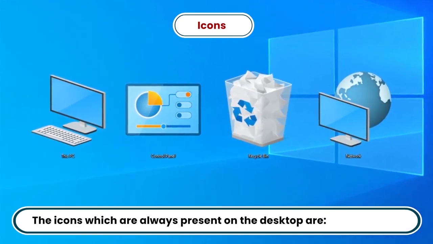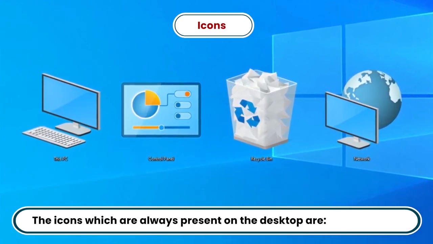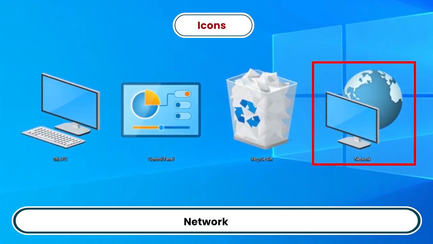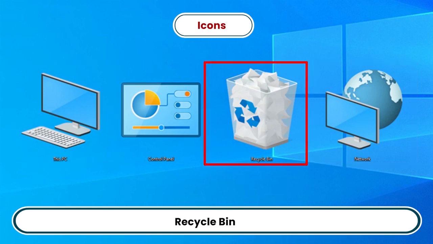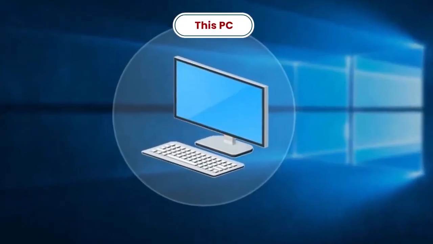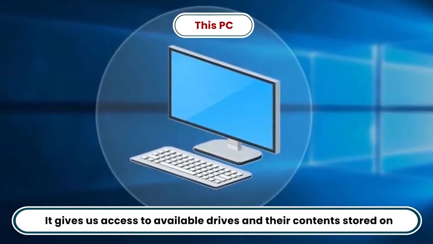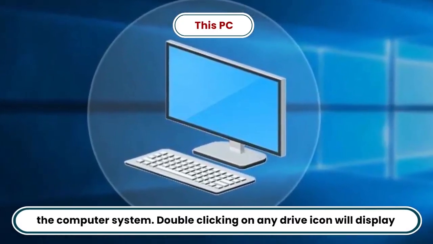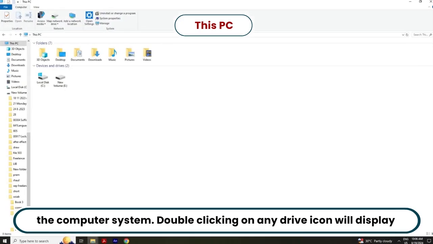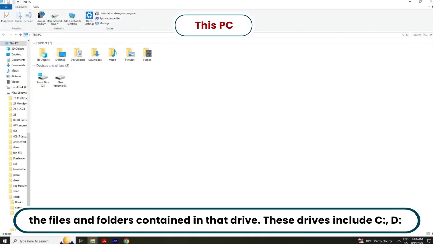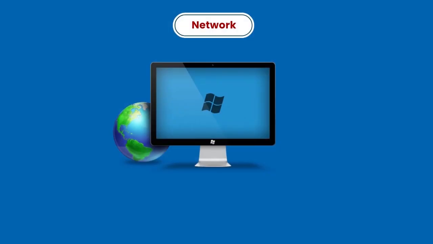The icons which are always present on the desktop are this PC, network, recycle bin. This PC. It gives us access to available drives and their contents stored on the computer system. Double-clicking on any drive icon will display the files and folders contained in that drive. These drives include C, D, and E.